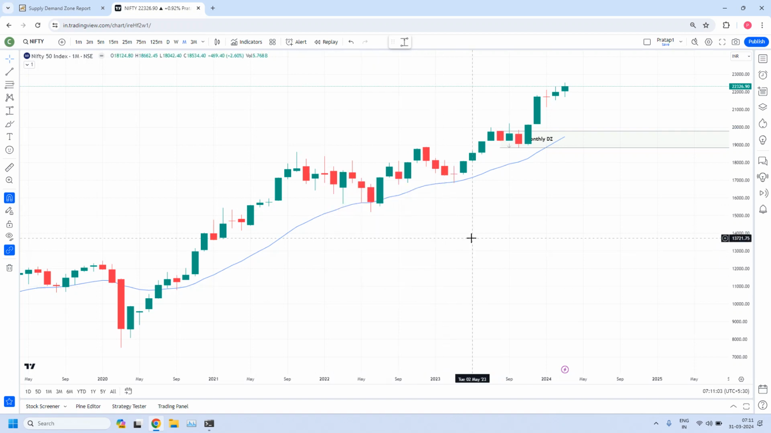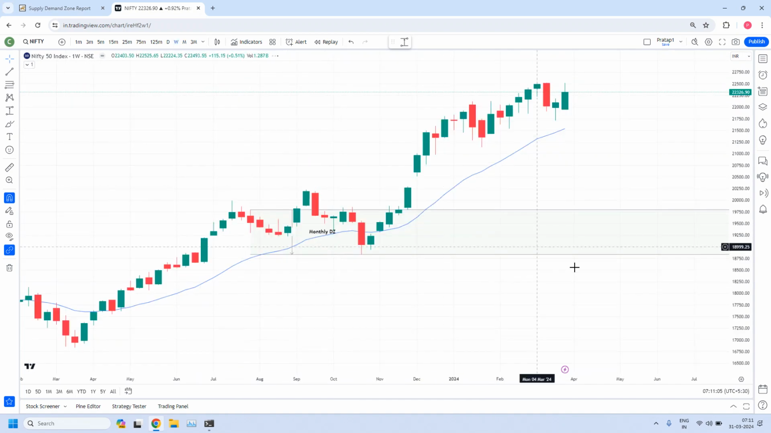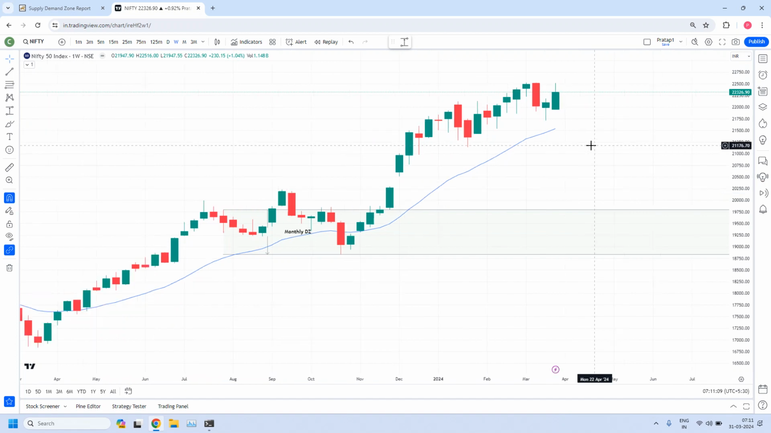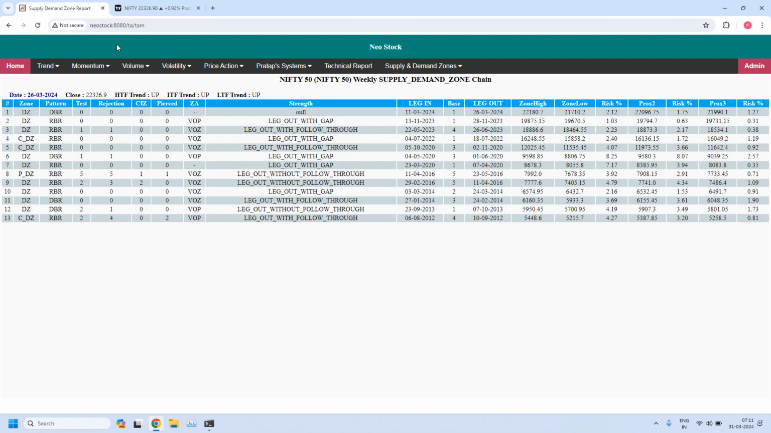Now I am changing the time frame to weekly time frame. If you look into the weekly time frame, we have a drop base rally created during this week. Look into NeoStock software. This is the recently created weekly demand zone. During this week it is created. That's why we are yet to confirm the strength of this zone. Next week activity will tell how strong this zone is going to be.